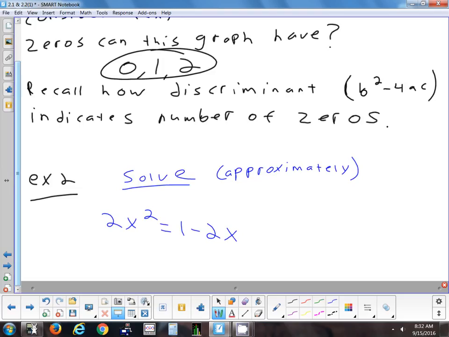All right, so this one is asking us to solve. Because it says approximate, that means a decimal is okay. You do not have to leave a square root in the final answer.